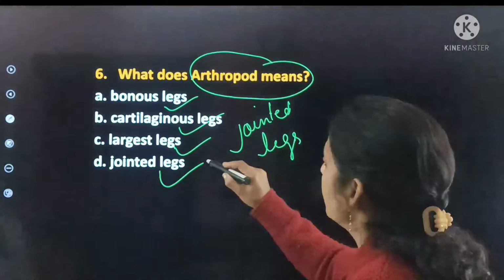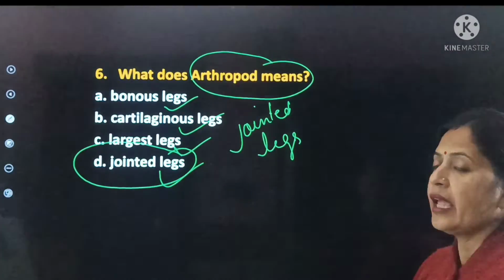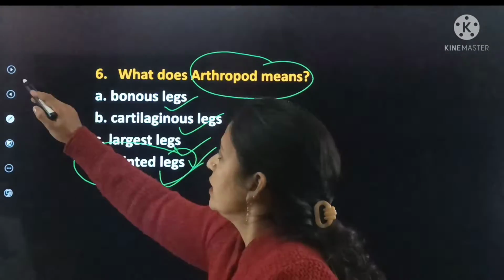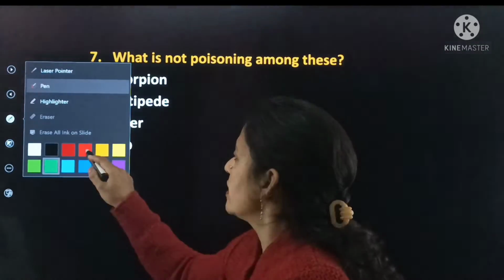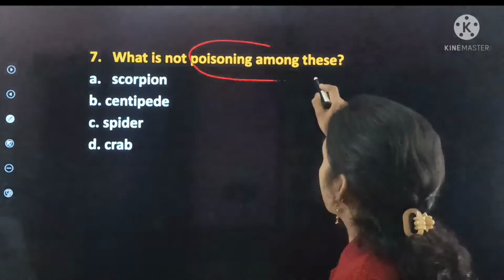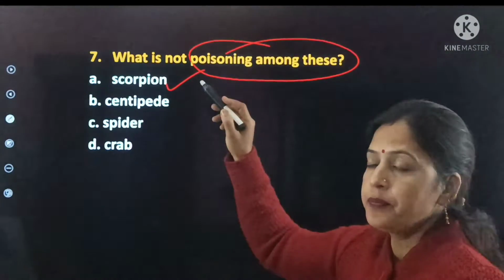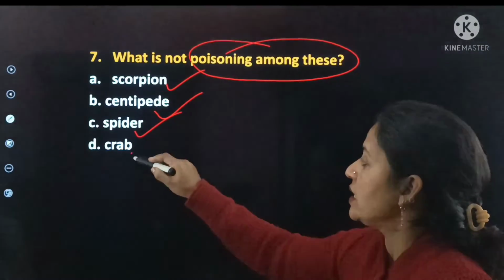jointed legs. So this is the mean of the arthropod, that they have jointed legs. So this is the right answer. Next is your question number 7, and your question number 7 is what is not poisoning among these? Option A scorpion, B centipede, C spider, and D is crab.